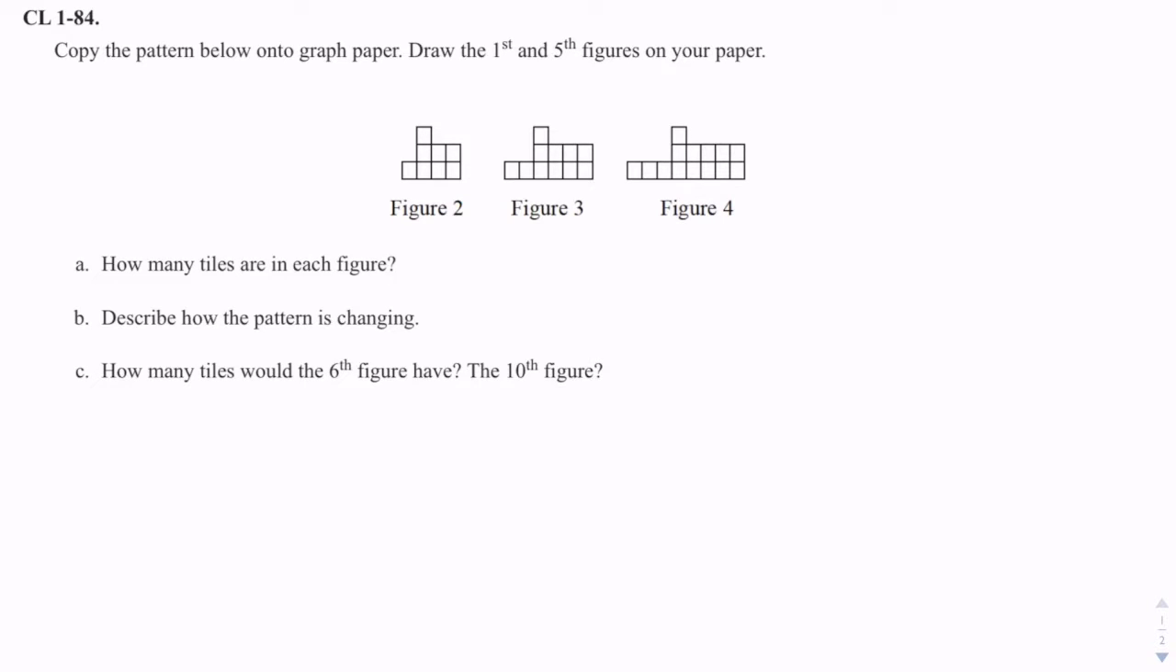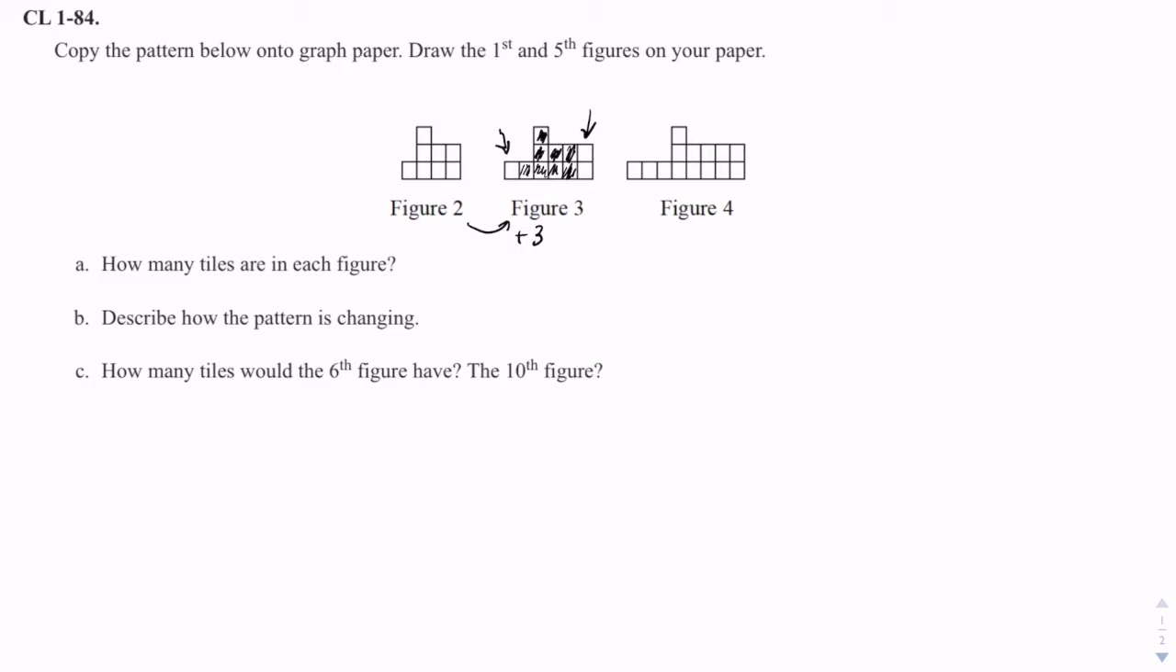Okay, for these tile problems, we need to figure out what's changing, right? So the way I do that is I typically color in the previous figure into the next figure and see what has changed. So if I color these in, these are all part of figure 2. So this is actually figure 2 colored in. So what did they do? They added 1 here and 2 here. So they actually added 3.